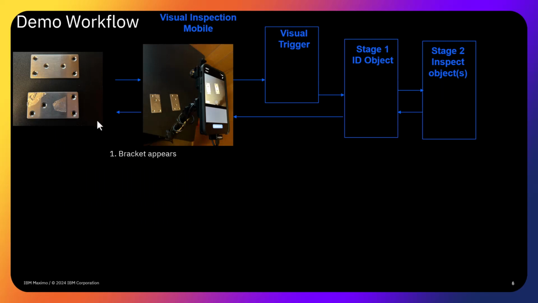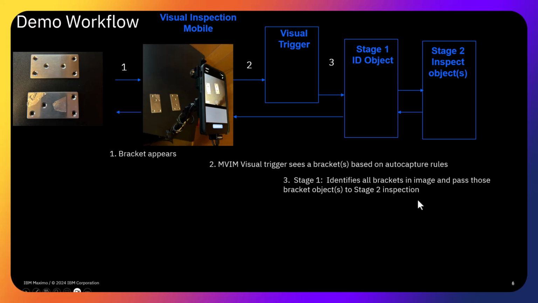The demonstration you're going to see is going to be in an automated fashion. So I want to cover it first, and then you'll just see it in action here in a minute. The brackets first show up, and when the brackets actually show up underneath the device, the visual trigger is continuously looking at the camera feed, and when it sees the bracket, based on the auto capture rules, those images with brackets will then pass to the second stage inspection. The second stage inspection takes every one of those brackets and counts if there are 6 holes in them or not.